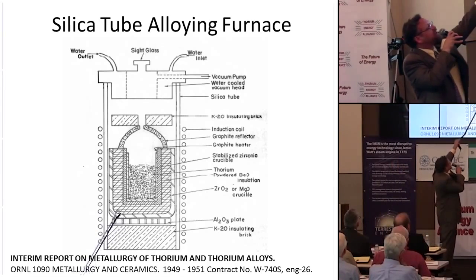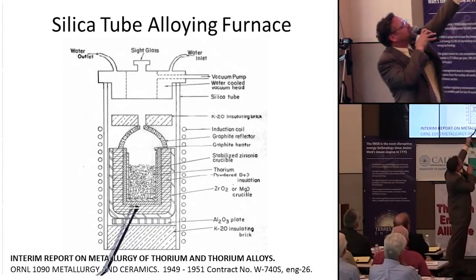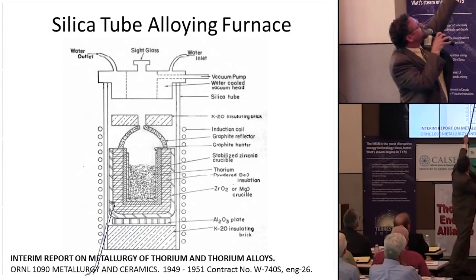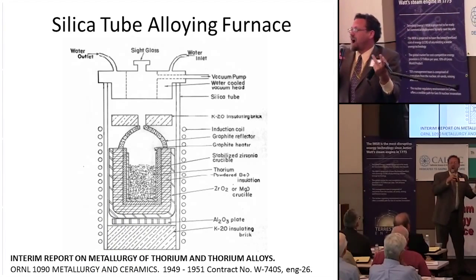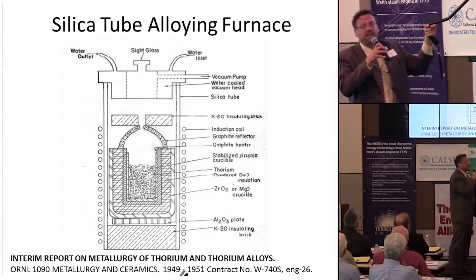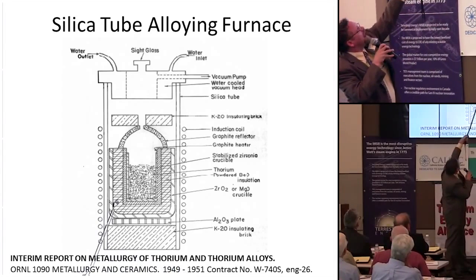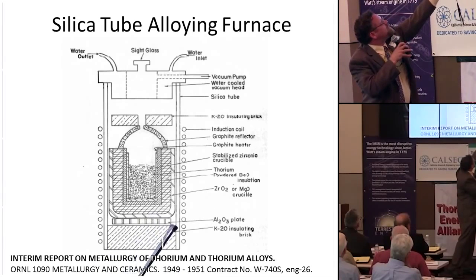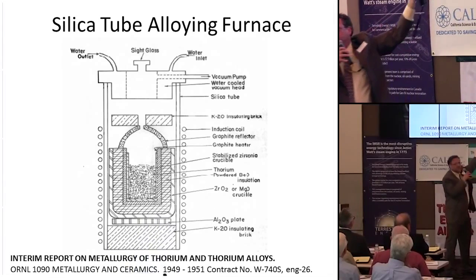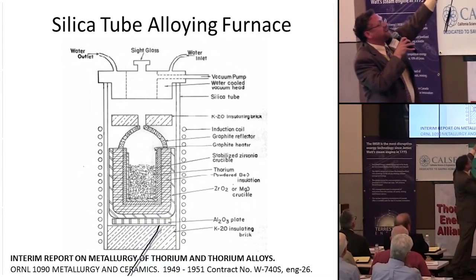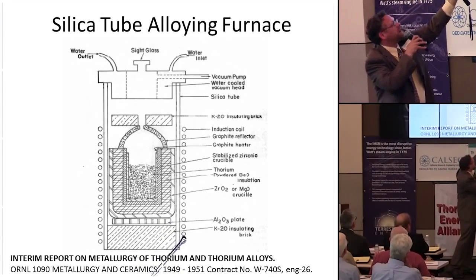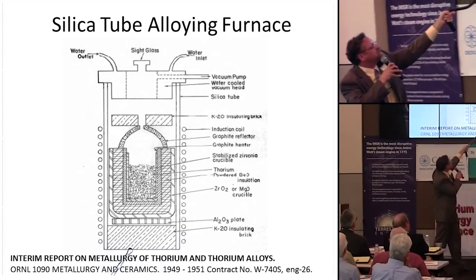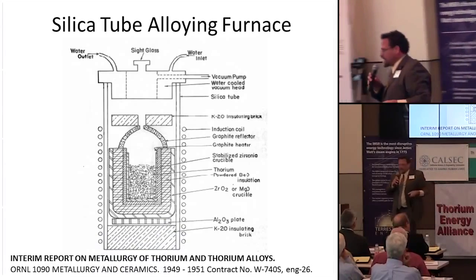So they figured out that frequency. So there's the induction coil. There's the graphite reflector. So graphite heater. There's your stabilized zirconia crucible, right, to actually come in direct contact with the molten metals in this case. Right? They evacuated it, right, to prevent oxygen contamination. There's the BeO as the outer layer, because it's an outstanding insulator, if anybody follows NASCAR, Formula One racing. There's the zirconia, and there's the aluminum diffusion plate, and then you have the K20 insulating brick.